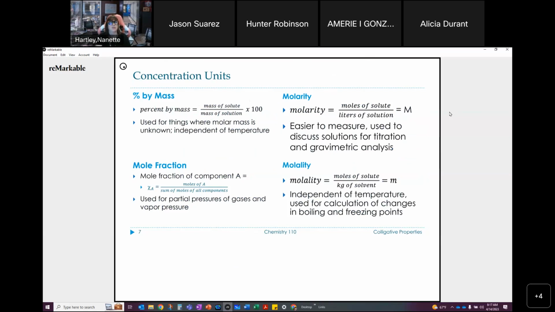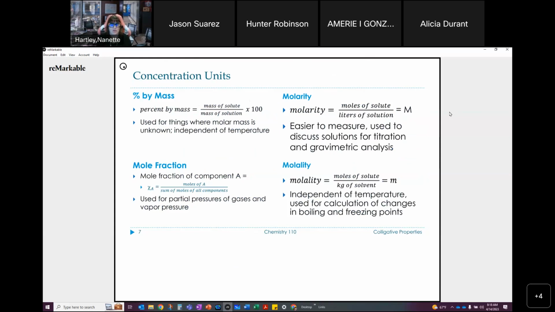We can also talk about a mole fraction. A mole fraction for component A is listed as chi A. This is called chi. So chi A is equal to the moles of A over the sum of all the moles, so total moles that are present. It is a fraction. We use that for partial pressures of gases, calculation of vapor pressure. It is necessary for us to know what fraction is due to what component, and I'll show you how that works in just a few minutes.